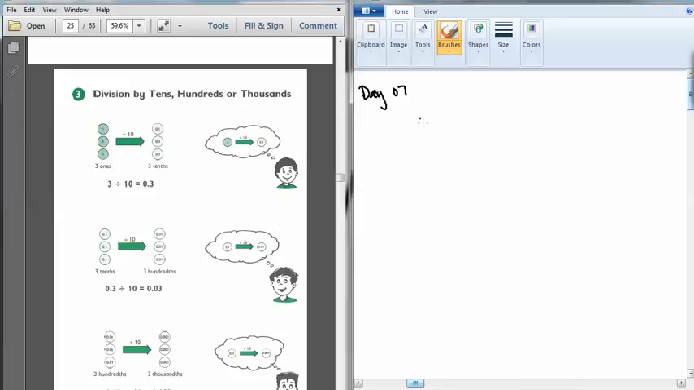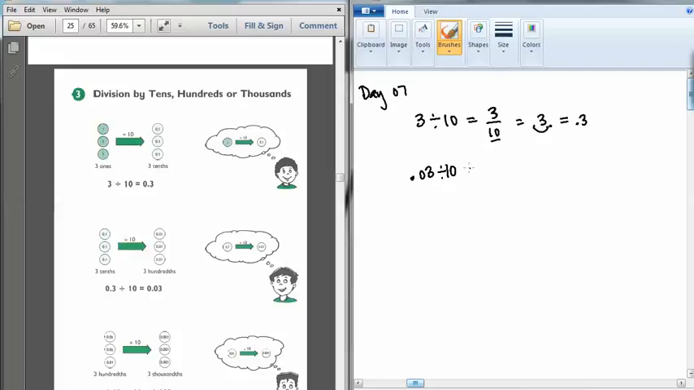So 3 divided by 10 is also known as 3 over 10. But all you have to do is think of this as 3 decimal and move it to the left one time because there's one 0. So my answer is 0.3. Alright, let's try this one. 0.03 divided by 10.